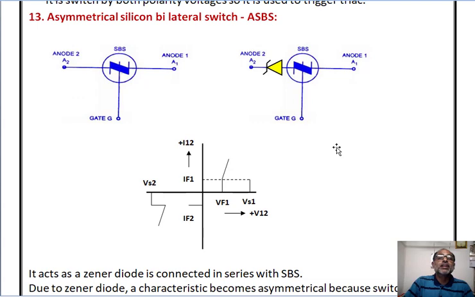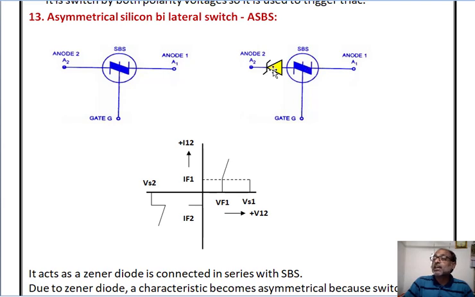Next, asymmetrical silicon bilateral switch, ASBS. In this type of switch, one Zener diode is connected in the SBS, silicon bilateral switch. That means one Zener diode is connected in series. Here you can see one Zener diode. It is designed in such a way that one Zener diode is connected in this SBS. Do you understand?